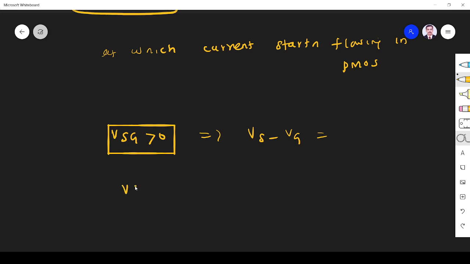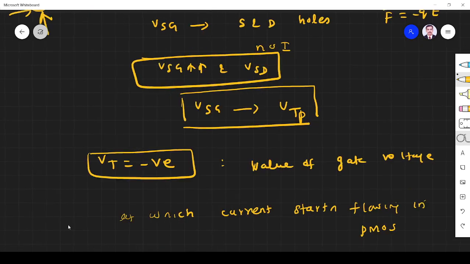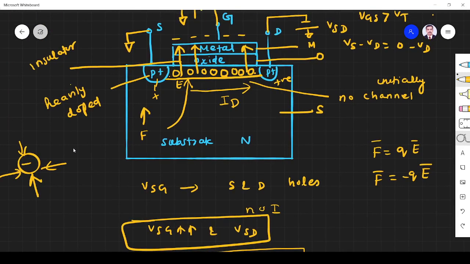Similarly, VSD is also greater than 0 because we know VS minus VD. VS is 0, VD is negative, only then we will get positive. Why must VD be negative? Because only then will we have a flow. Only if you have a positive VSD will a potential difference exist and the holes be attracted towards this region. That is the reason VSD must be positive, but the voltage at the drain terminal should be negative. That's what we have studied, right?